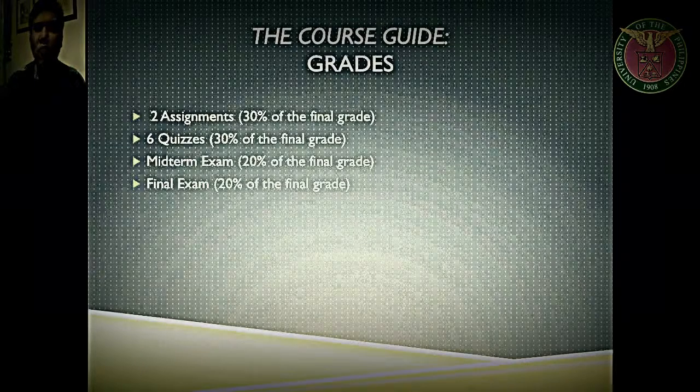So how do we compute your grades? Your 2 assignments make up 30% of your final grade. 6 quizzes will be 30%. Your midterm exam is 20%, and finally your final exam is 20%. Add them all together and we have 100%. The conversion of percentages to UP grades are also provided in your course guide, so just take note of them.